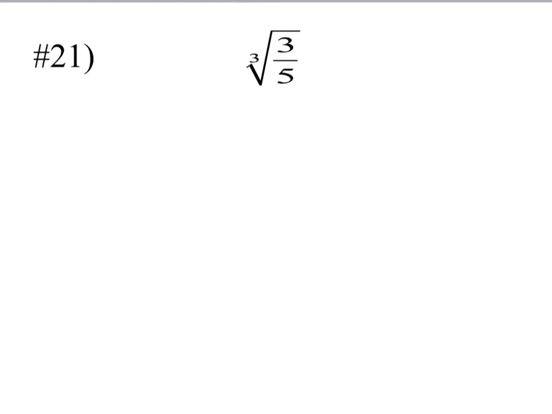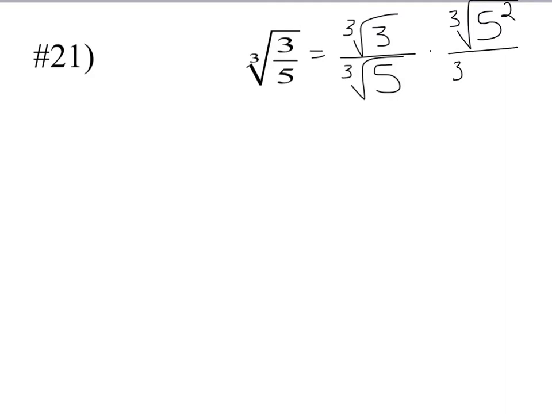The first thing we're going to do here is break this up into the cube root of 3 over the cube root of 5. Now, in order to get my cube root to cancel in my denominator, because my index is 3, I need 3 5s. I have 1 here, so when I go to multiply, I have to multiply by the cube root of 2 5s. So that's 5 squared. Cube root of 5 squared. In order to get it to cancel, I need 3. So I've got 1, 2, 3, because it's squared.